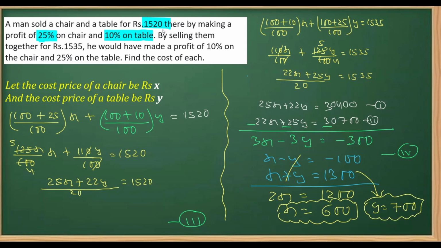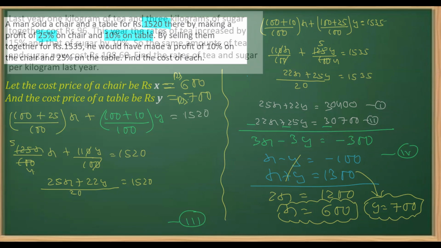So therefore, the final answer: the cost price of the chair is 600 and the cost price of the table is 700. Rupees is something that you must write.